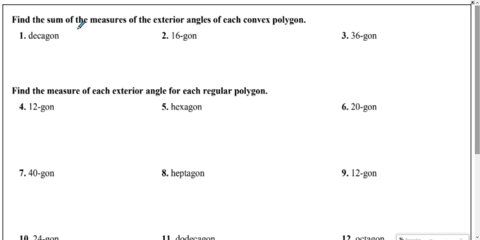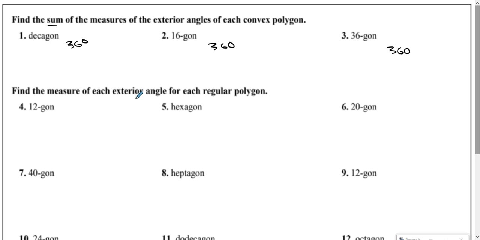All right. So a couple practice problems. Find the sum of the measures of the exterior angles of each convex polygon. Okay. Decagon, tens, it doesn't matter again, right? 360, 360, 360. See how easy that is? So the sum is always 360.